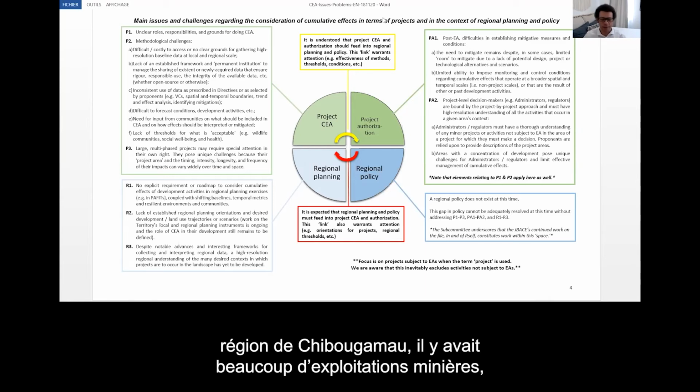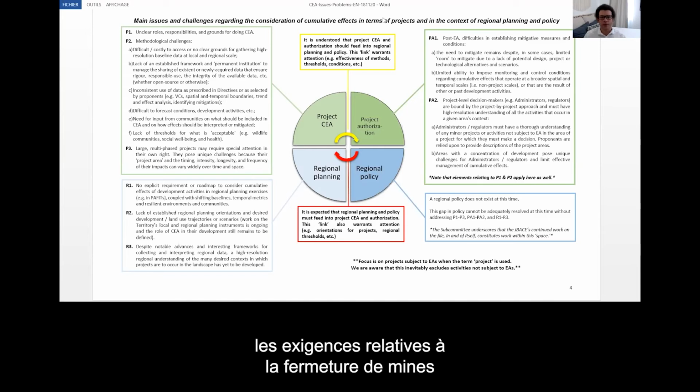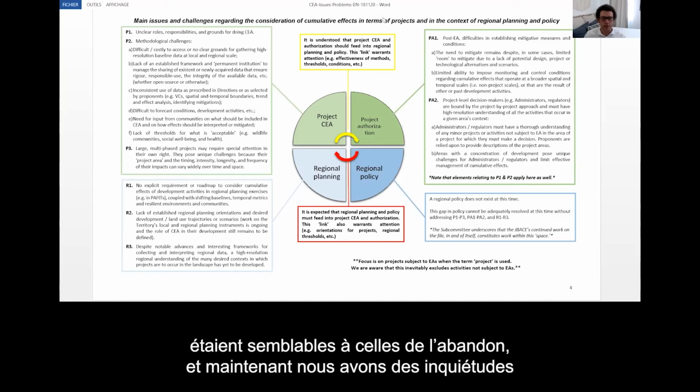I'll give you an example. In the Chibougamau area, there was a lot of mining in the early 50s. Those mines closed. Of course, at the time, the requirements for mine closure were more similar to abandonment.